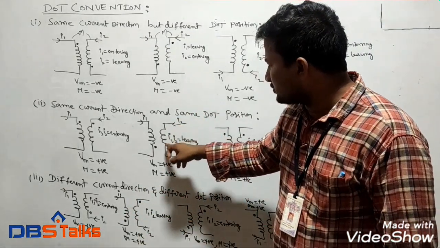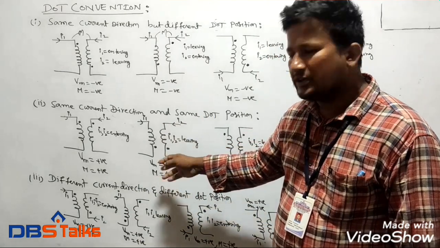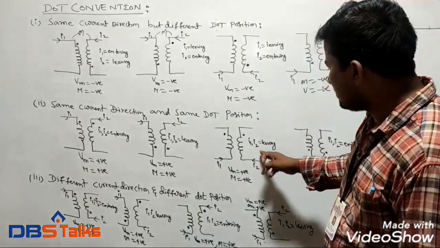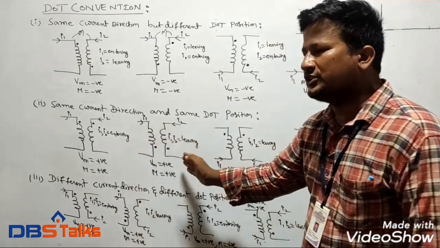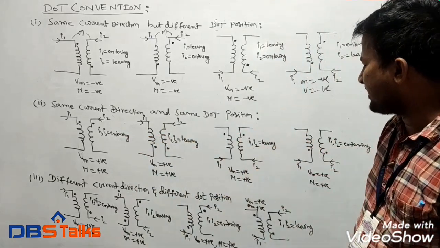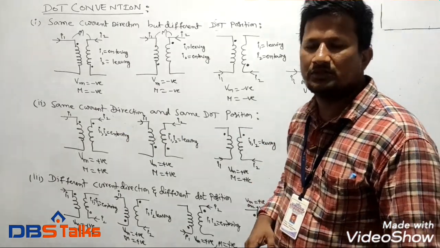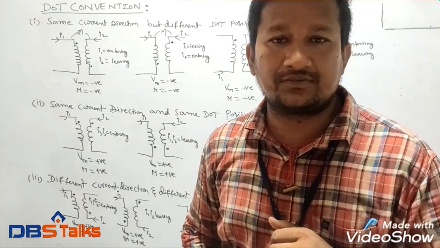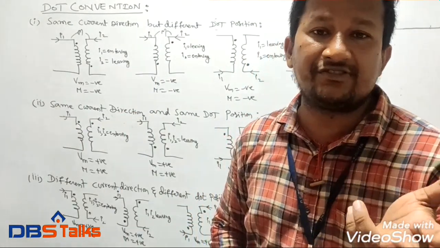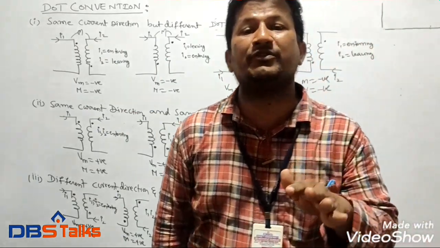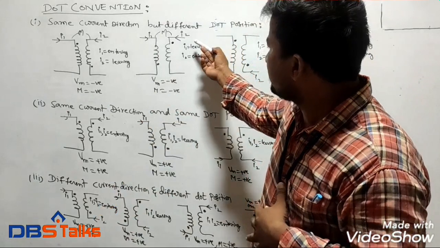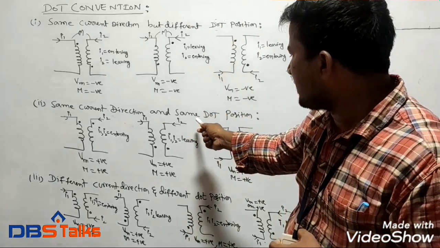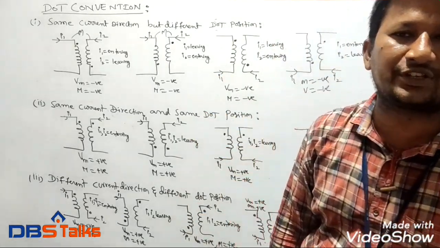Here also I1, I2 both are leaving, same dot positions. So Vm is positive and mutual inductance is also positive. Here in the reverse case of these two symbols, both Vm and M must be positive in these two cases also. So in the first case, same current direction but different dot positions, depending upon the dot positions, the voltage value and the mutual induced EMF value must vary. So negative because of different dot positions, voltage and mutual inductance must be negative. Same dot positions, mutual induced EMF between two circuits must be positive.